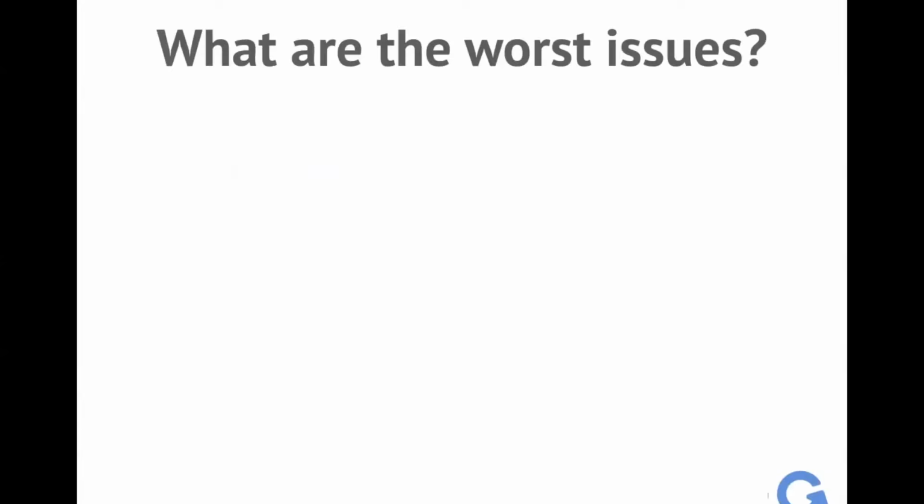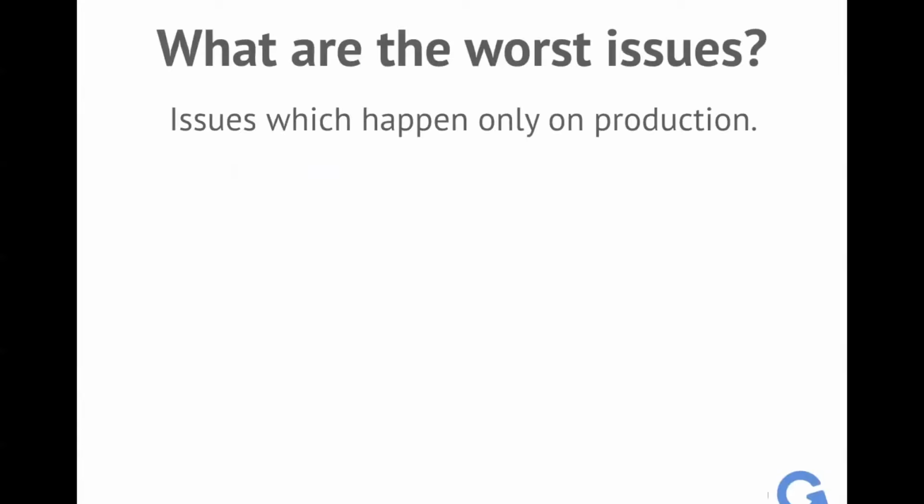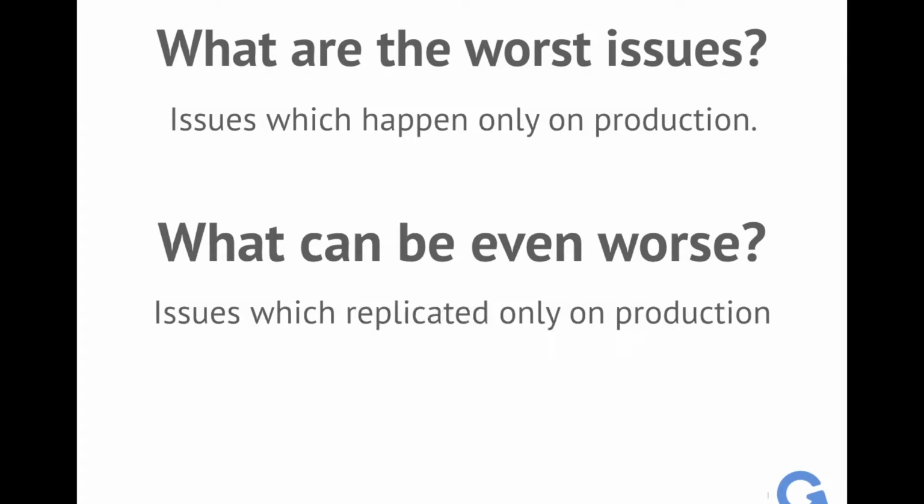So, what are the worst issues? Issues which should happen only on production. Your QA team is happy, everything is working as expected, you press the deploy button, but after a few hours, your users write to you and say that nothing is working. So you scratch your head and try to understand what's happened. These kinds of issues are the worst there can be. They cost you a lot of money. It's very hard to debug them and so on. And what can be even worse is if such issues can be replicated only on production.